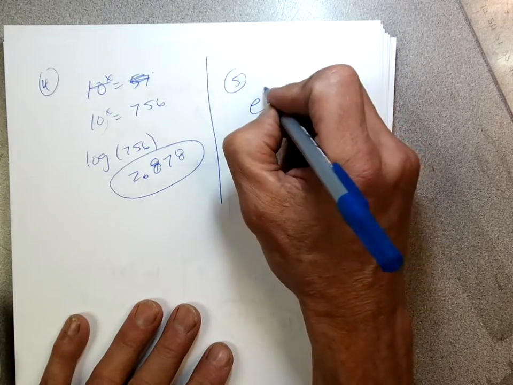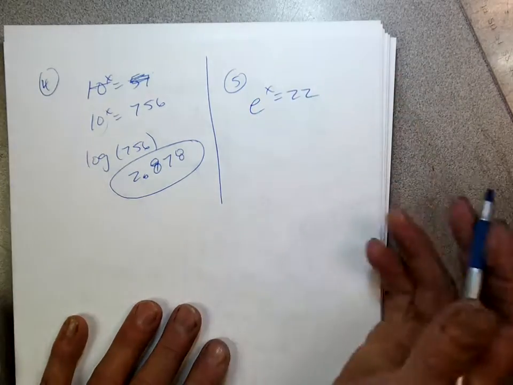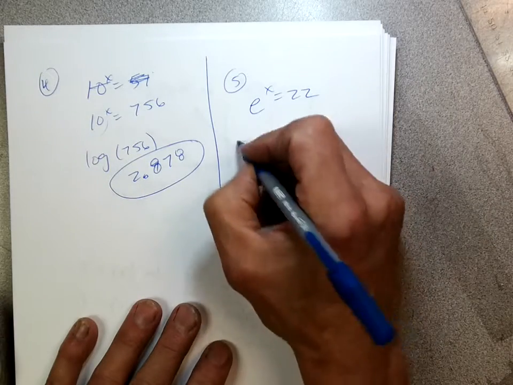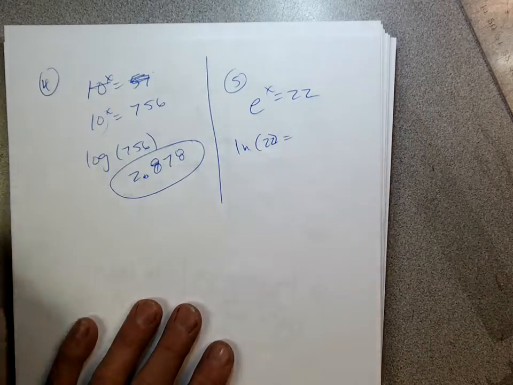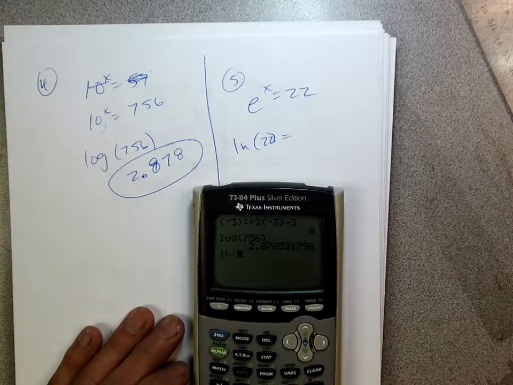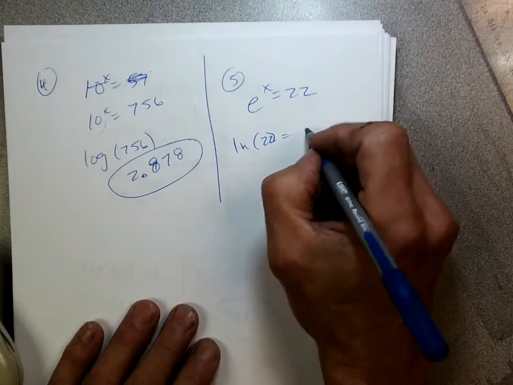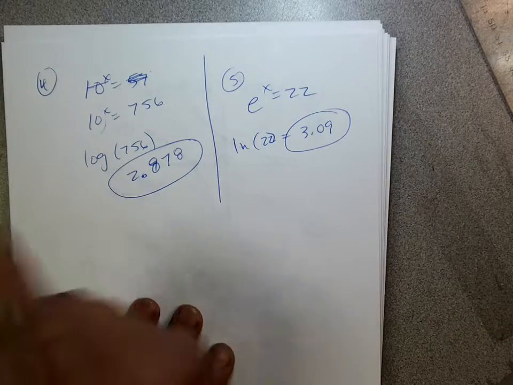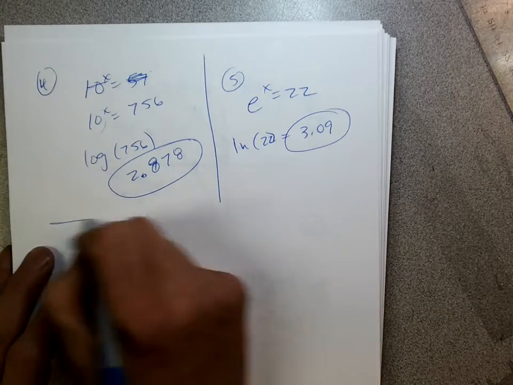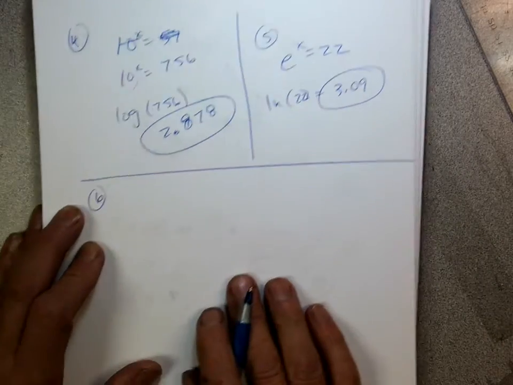Okay. 5, e to the x equals 22. So if it's e, I'm going to use natural log, base e. So I'm going to go ln of 22 because it's base e. What's the natural log of 22? It's about 3.09. Not too hard. Pretty easy. 6. I'm just cruising along because I want to go home.